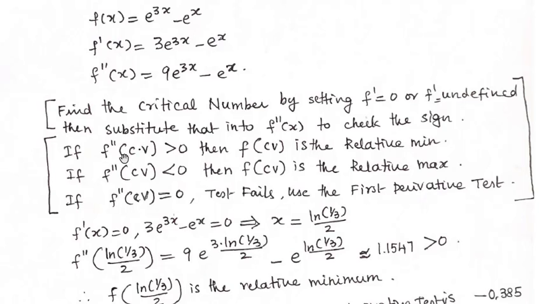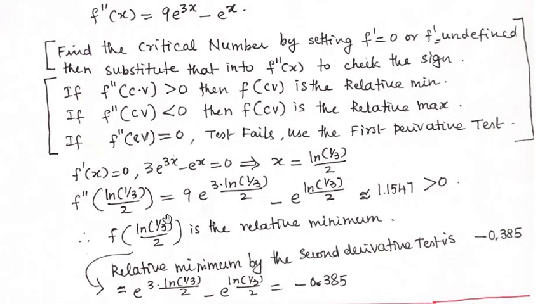So if f double prime at the critical value is positive, that means the function will be concave upward and you will have a relative minimum at the critical value. So f of ln of 1/3 over 2 is the relative minimum. So substitute this critical value into the original function to find the relative minimum.